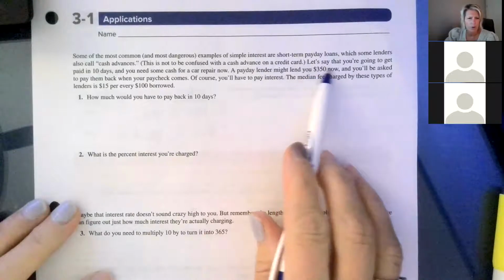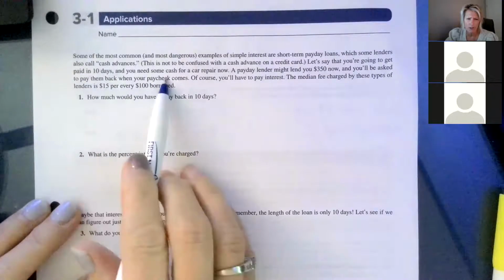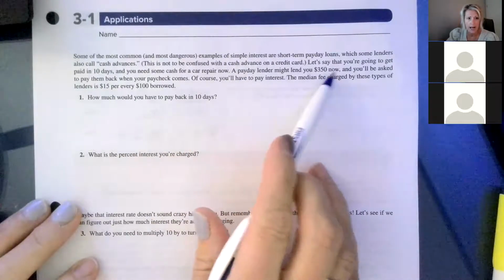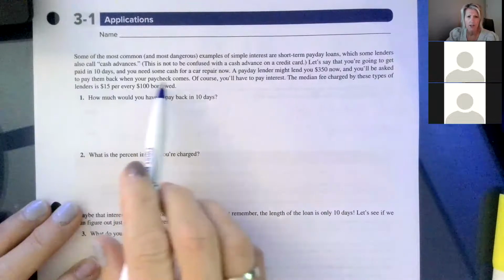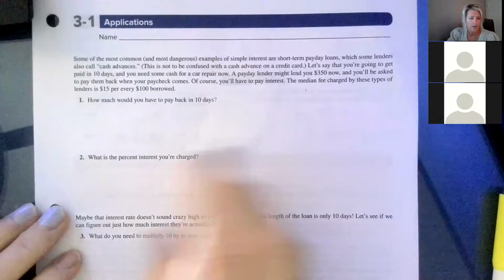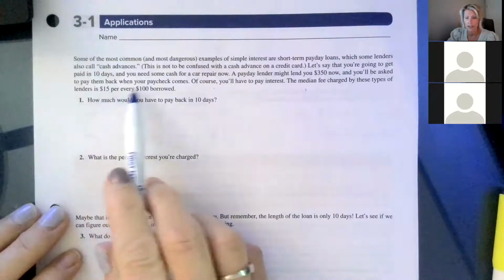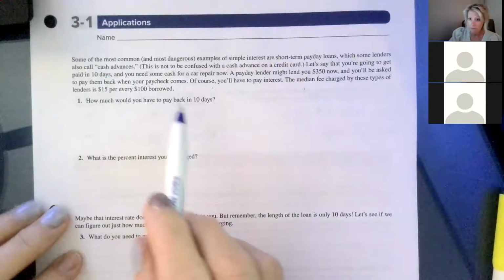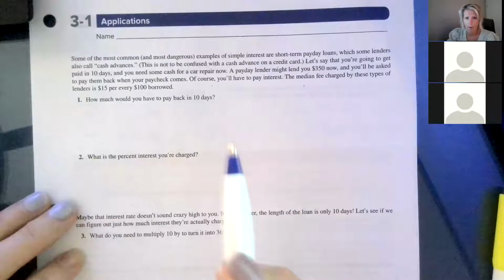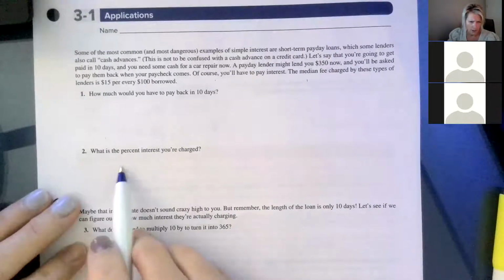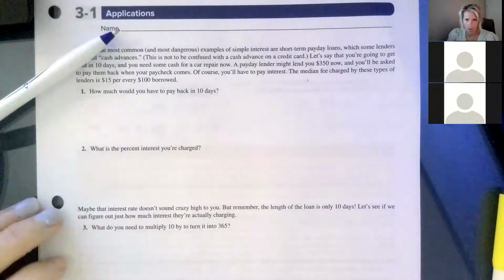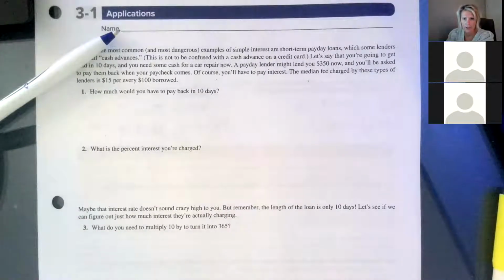It says, let's say that you're going to get paid in 10 days and you need some cash for a car repair now. A payday lender might lend you $350 now, and you'll be asked to pay them back when your paycheck comes. Of course, you'll have to pay interest. The median fee charged by these types of lenders is about $15 for every $100 borrowed. Okay. So how much would you have to pay back in 10 days? And then what is the percent interest you're charged? I'm going to let you work on this for just a minute here.